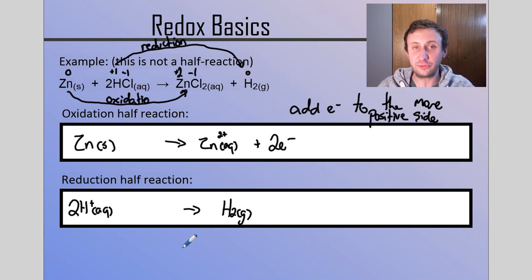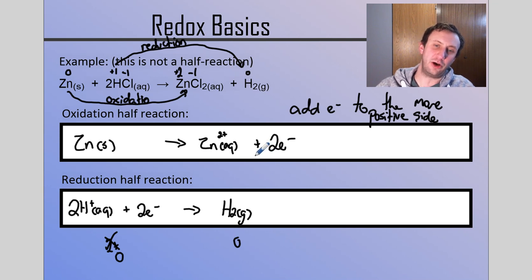So my charge right now also is not equal. My atoms are equal, but my charge is not. I have a 2 positive charge on the left and I have a 0 charge on the right. So what I need to do to make this equal is add electrons to the more positive side, which is the left side. So I'll add 2 electrons in order to get rid of the 2 positive charge on the left, and now both sides have a charge of 0. It doesn't have to be 0, it just has to be equal on both sides, but I've accomplished that at 0 in this example.